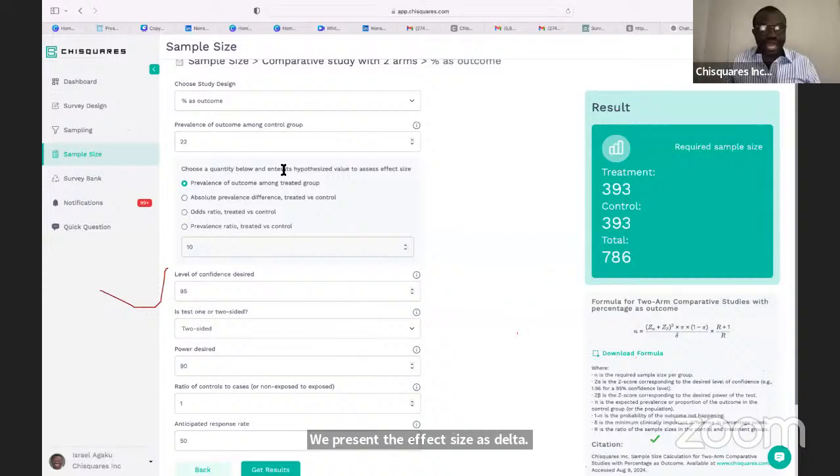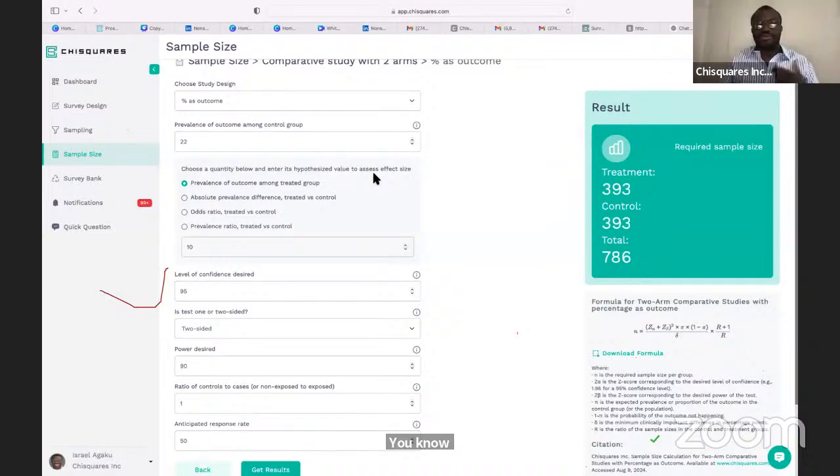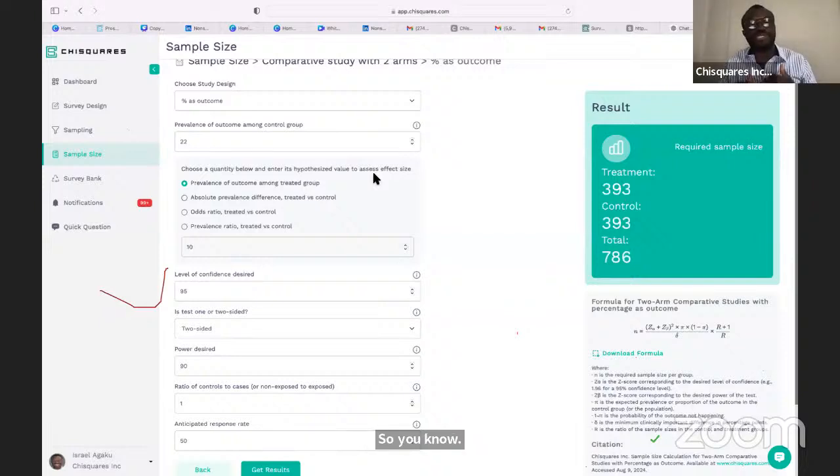Now, on the app, we provide you with a lot of ways to think about how you want to capture the effect size. If I'm talking about a case control study, the example you mentioned, what we calculate is matched odds ratios. So it will make sense for me to use odds ratios.